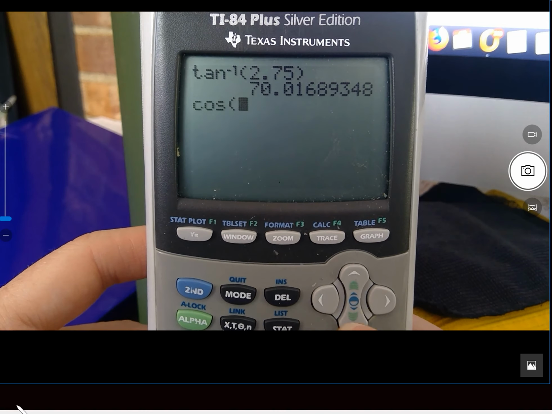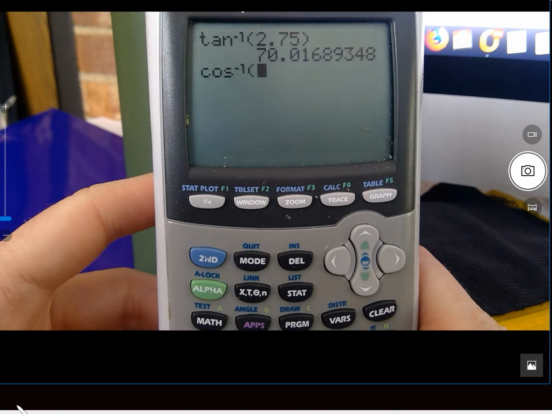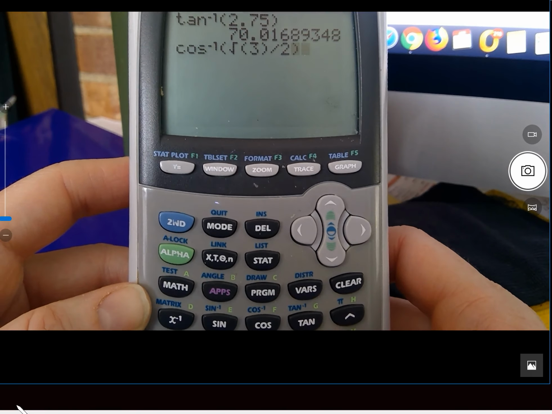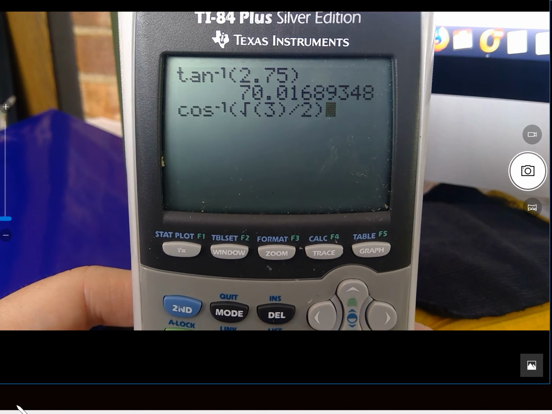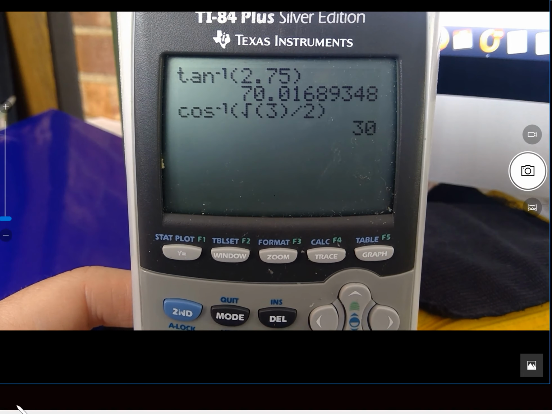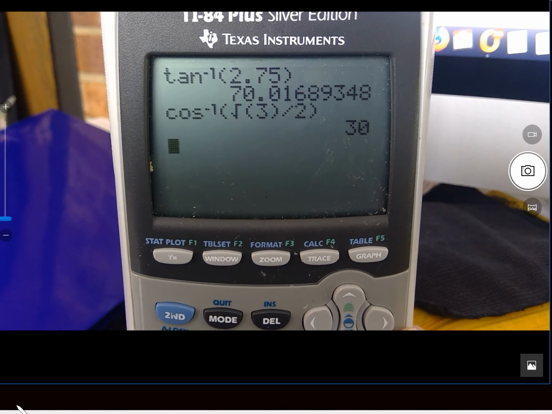But like cosine inverse, excuse me. If I do second cosine inverse, I know that the cosine inverse of the square root of 3 over 2, right? Well, if I know that the sine of 30 degrees is 1/2, then the cosine of 30 degrees must be root 3 over 2. So yeah, that makes sense that we get 30. So you can kind of use your calculator to remind yourself of some of those values.